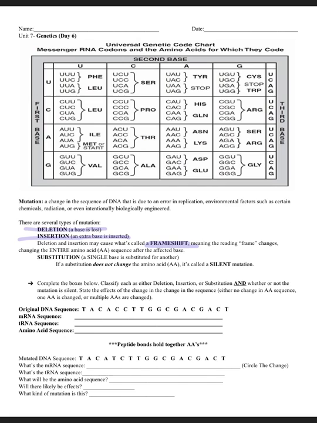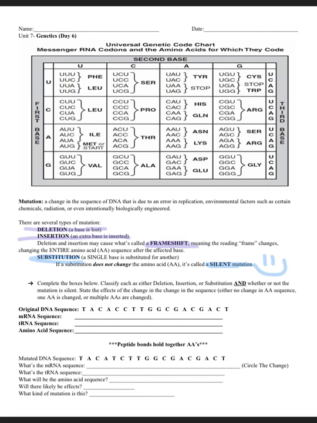A substitution is where a single base is substituted for another. So sort of like when you have a substitute teacher, right? That means that your teacher isn't in school, so you have another teacher in place of that teacher teach the lesson for that day. If a substitution does not change the amino acid sequence, it is called a silent mutation. Okay? A silent mutation is good. Yay!